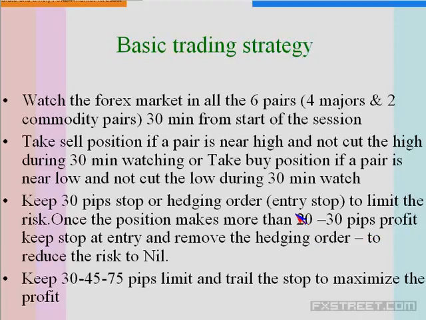And once the position makes profit, at 20-30 pips profit, keep stop at entry and remove the hedging order in the other currency pair so that you are reducing the risk to nil. Then keep about 30, 45 or 75 pips depending upon the market swing. So when the swing is very good, you can keep about 75 pips. And if it is very sluggish, then keep about 30 or 45 pips and use the trailing stop and see. Or simply grab the profit when you see 30 pips. That way you can try to close it.